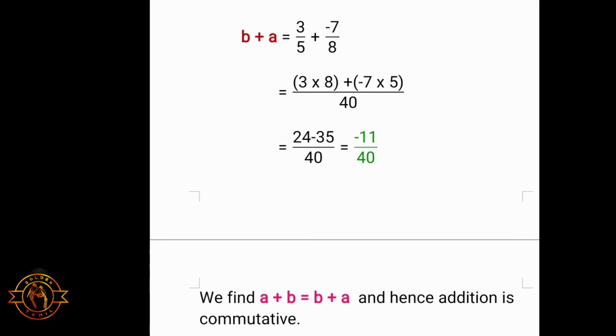So what is the final? 24 minus 35 divided by 40, and we get minus 11 by 40. Here b plus a is equal to minus 11 by 40. Hence, from this illustration, what can we understand? a plus b is equal to b plus a, and hence addition is commutative.